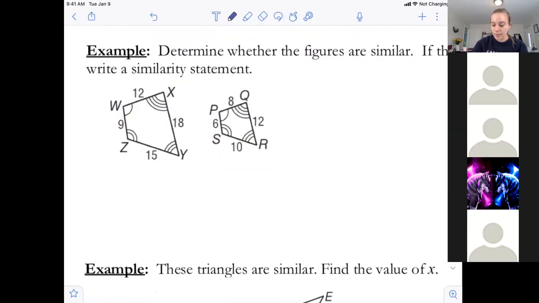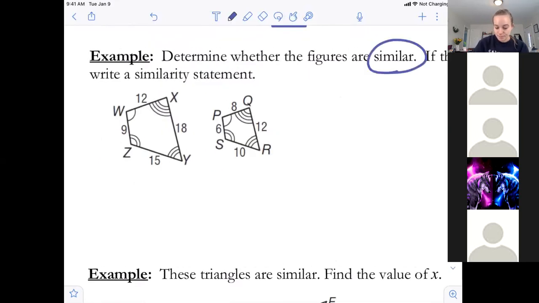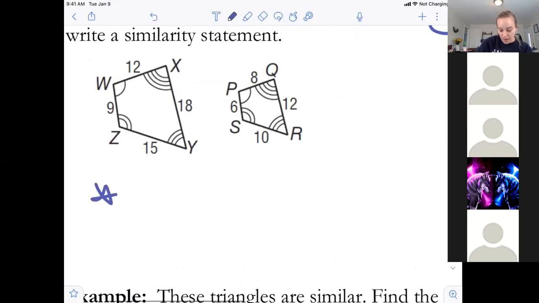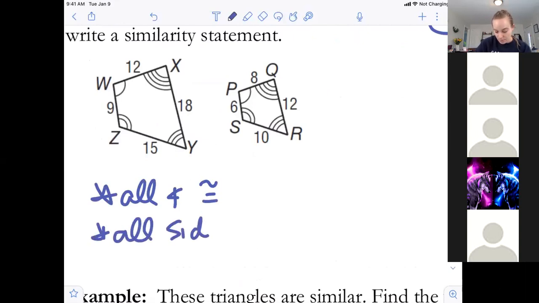So first thing we have to remember is what does it mean to be similar? It means to be similar that all my angles are congruent and I need all my sides to be proportional, which means that they'd have the same scale factor, they'd have the same ratio. So if I think first, all angles are congruent. This is either yes or no, it's either given to me or it's not. And this one is just given to me. I've got W and P go together, I've got Z and S, I've got Y and R, I've got X and Q.